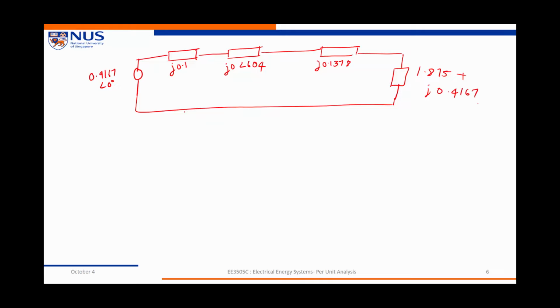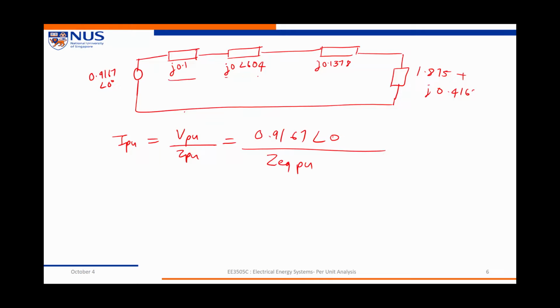0.4167 per unit. So I can find out what is the I per unit overall here, which is the V per unit divided by the Z per unit, which gives me 0.9167 angle of 0 degrees divided by the Z equivalent per unit, where I'm going to add up all these values of impedances, and I get the answer of 0.4395 at an angle of minus 26.01 per unit.